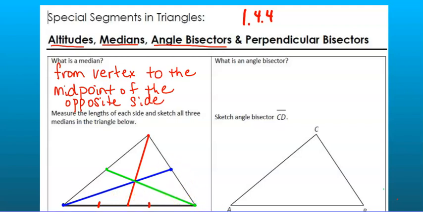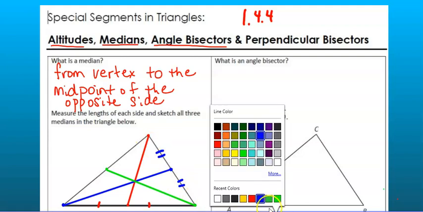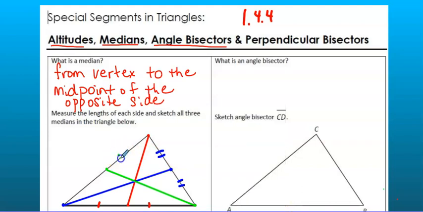And so over here on this side I would do the same thing, but I need to put 2 tick marks on each side just to show that this segment right here is not necessarily congruent to this one, but these two that are marked with the blue tick marks are congruent. And then let's mark these also with 3 each. So the ones with 1 tick mark are congruent, the ones with 2 are congruent, and the ones with 3 are congruent. So that's what a median is. It goes from the vertex to the midpoint of the opposite side.